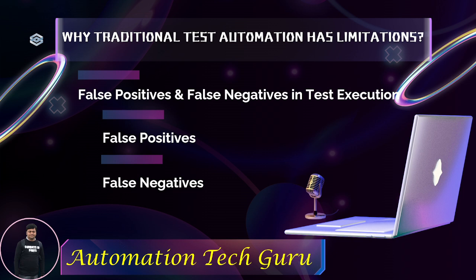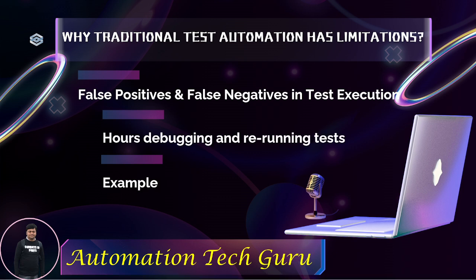Next is false positives and false negatives in test automation. A false positive means the test fails even though the application works, like with slight UI changes. A false negative means the test passes incorrectly, missing the real bug. Testers basically spend hours debugging and rerunning tests, reducing efficiency. For example, an AI-powered visual testing tool like Applitools would detect UI changes intelligently instead of marking them as failures.